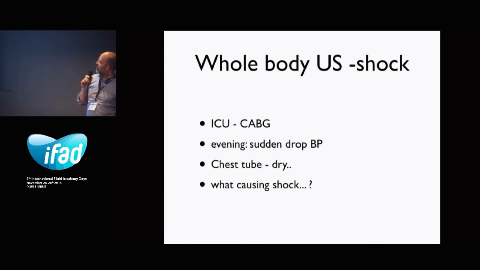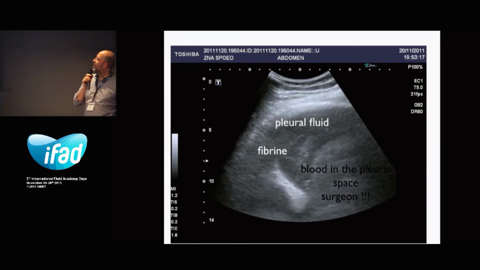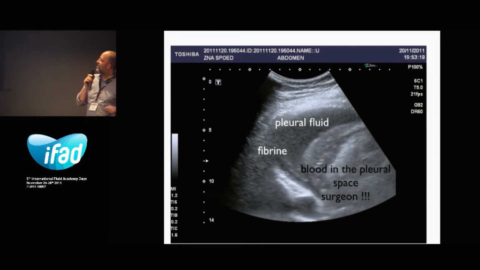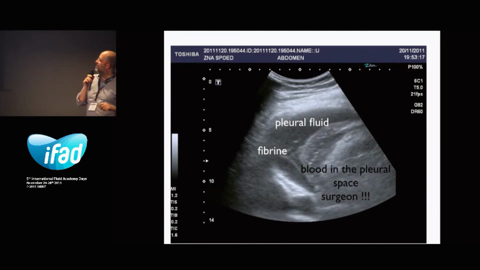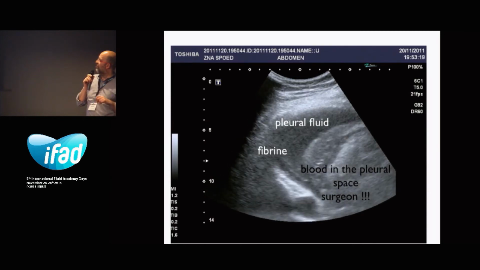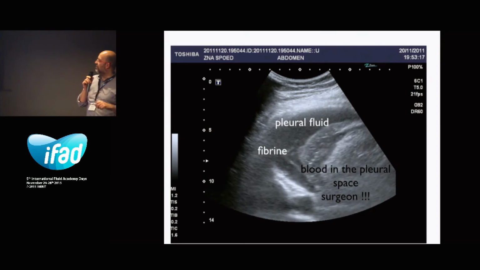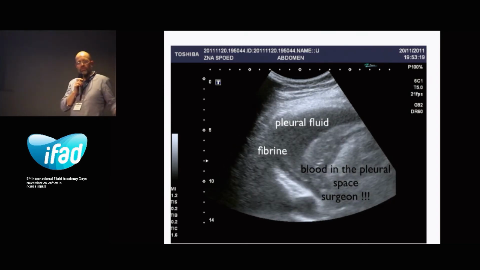Whole body ultrasound you can use in the ICU post-CABG surgery. I was on call in the evening, sudden drop of the blood pressure, and the chest tube remains dry. Then you have a problem, because what's going on? What's causing the shock? And then you put the ultrasound on the lung, you see a lot of pleural fluid, a lot of fibrin in the pleural fluid. You know there's blood in the pleural space. The chest drains are not working, but you need a surgeon.